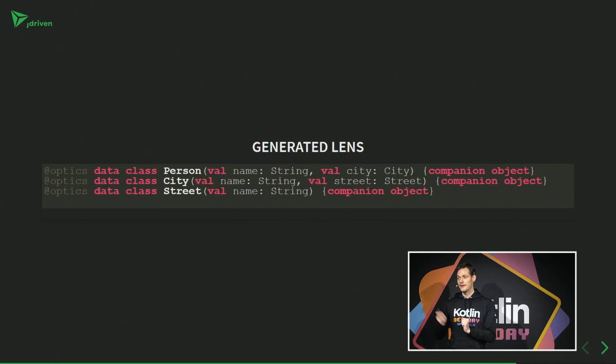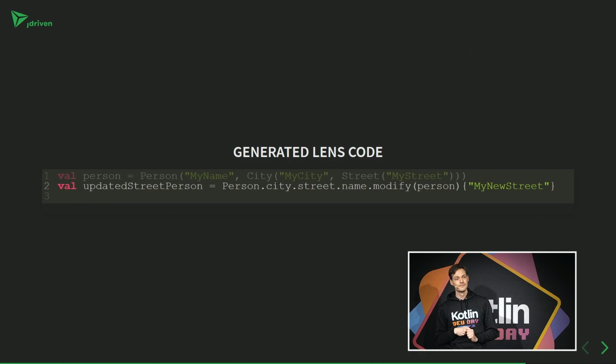So if you want to change the street name of a person now, we only have to do this. We can call the person object, get the city lens, go to street, go to name, and now instantly modify our street name property without actually having to write any lenses ourselves. So if you're dealing with deeply nested data structures and having trouble with mutation, this is actually quite a cool thing to use. But only if those are in data classes, unfortunately.